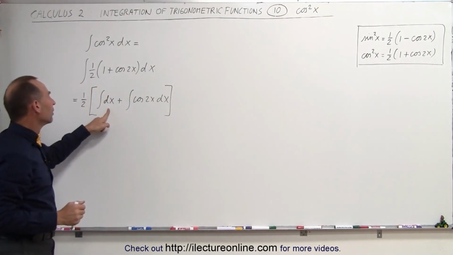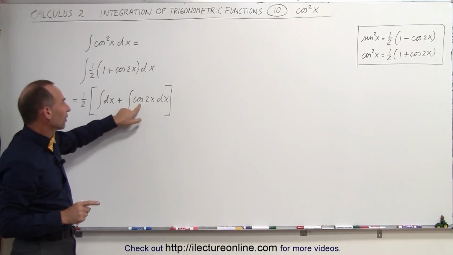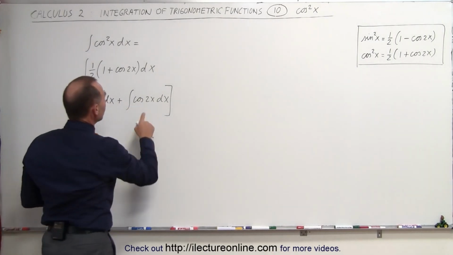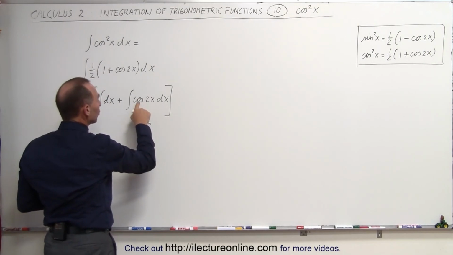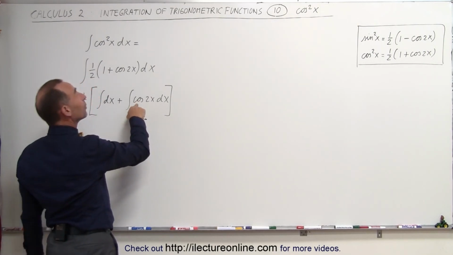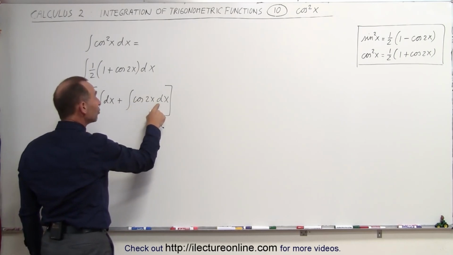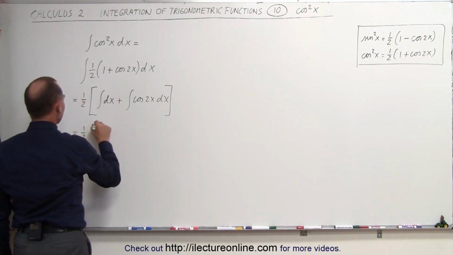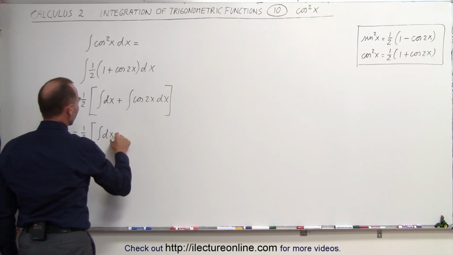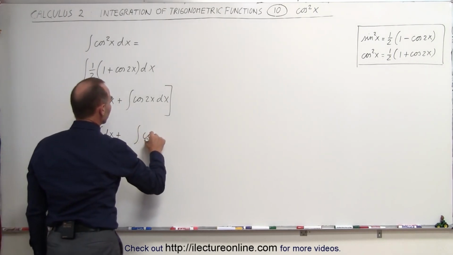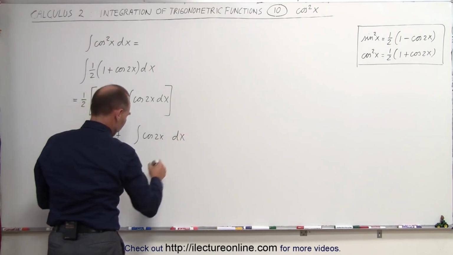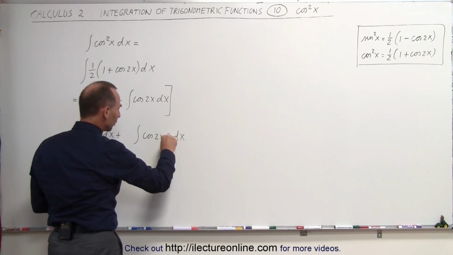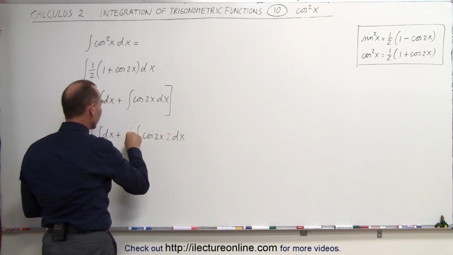Now this is an easy integral, but here we have to be careful because we have the cosine of 2x dx, which means we need the differential of 2 times dx. If we let u equal 2x, the differential would be 2 dx, so we need a 2 in there. So what we're going to do next is write this as 1/2 times the integral of dx plus the cosine of 2x, and we need an extra 2 in there. If we multiply this by 2, we also have to divide it by 2, so we keep everything the same.